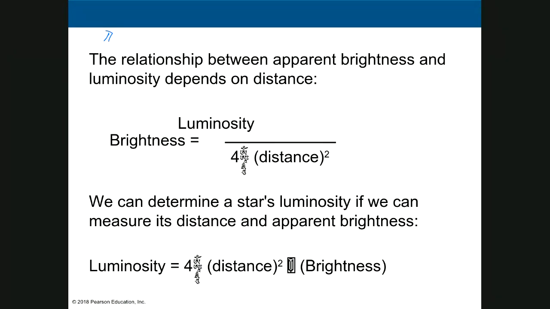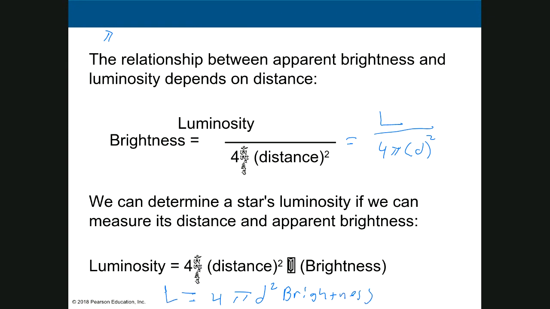Okay? So the right way to write this is brightness equal to luminosity over 4 pi d squared, where d is distance and L is luminosity. Now, I like this version better, where L equals 4 pi d squared times brightness. Usually you'd write an I for intensity, and we're going to call this L equals.